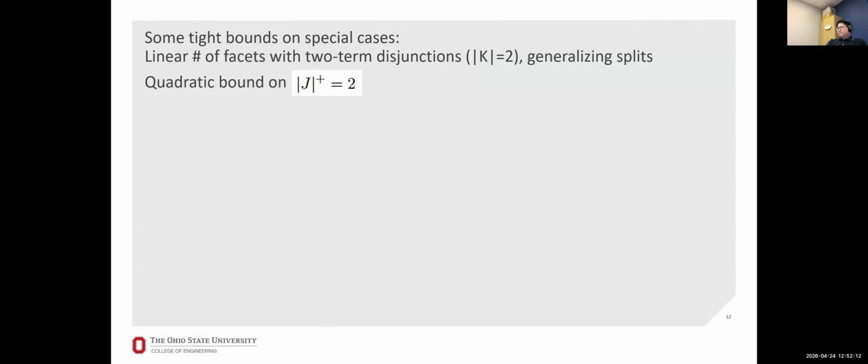Some things I can say definitively, special cases. So with 2-term disjunctions, we establish a linear number of facets, that is just 2 constraints, either constraint 1 or constraint 2. This condition generalizes splits. In the particular case of splits, then you just have 1 facet, right? So in general, you'll have a linear number of facets in the special setting. Also, if you fix the number of anchor points or finite intersections to 2, then there's a quadratic bound on the number of facets. So what makes this complicated is potentially the combinatorics of having to explore a whole bunch of on-offs on the finite intersection points, it seems.